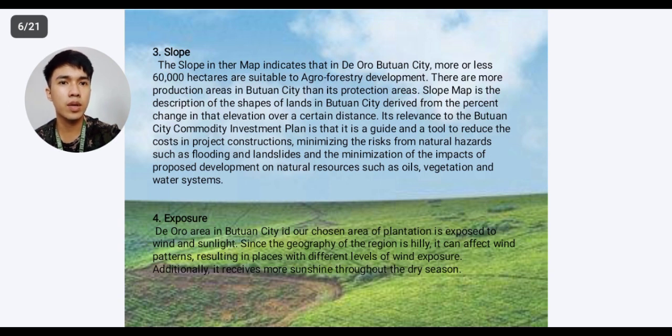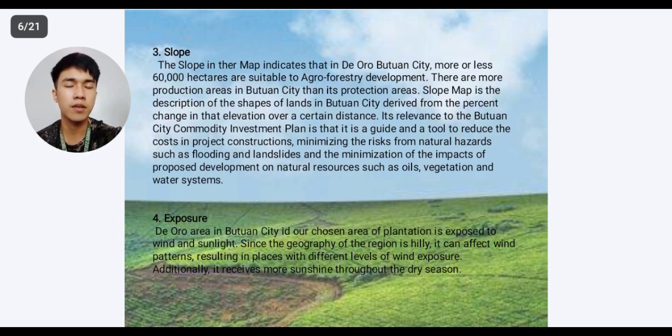Its relevance to the Butuan City commodity investment plan is that it is a guide and a tool to reduce the costs in project construction, minimize the risk from natural hazards such as flooding and landslides, and minimize the impact of proposed development on natural resources such as soil, vegetation, and water systems.